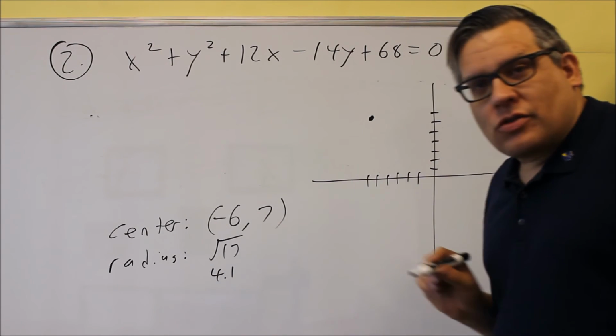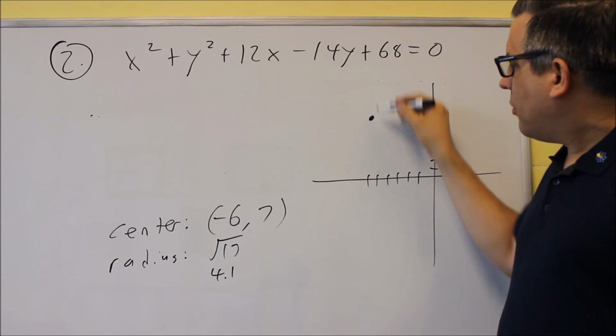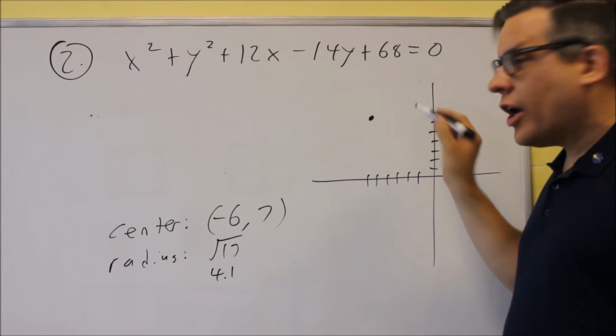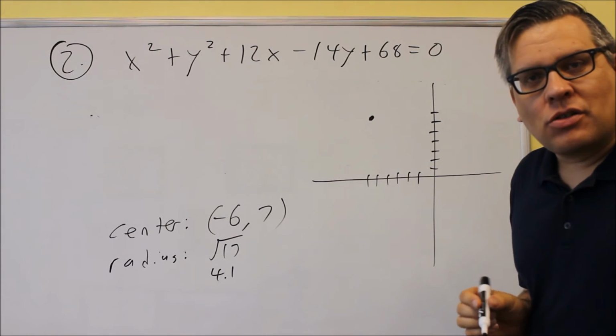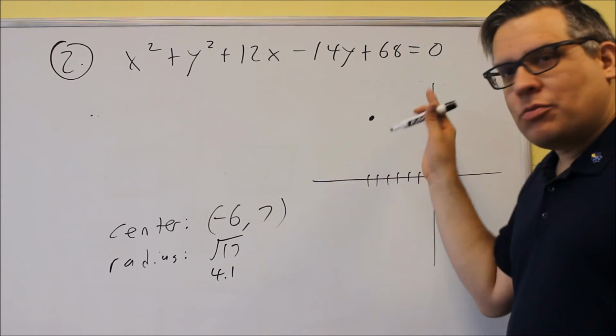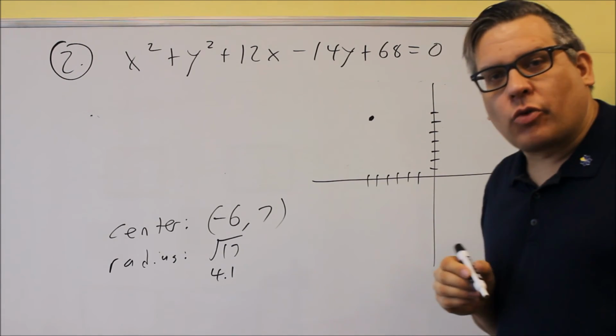Then we look at the radius. Now the radius is a little bit more than 4. So from here, we're going to go up, down, left, and right an amount of 4. And that gives us 4 points that we can connect and make our circle. So we don't have to make any tables or worry about any equations. We're just working all of it with the center and the radius.